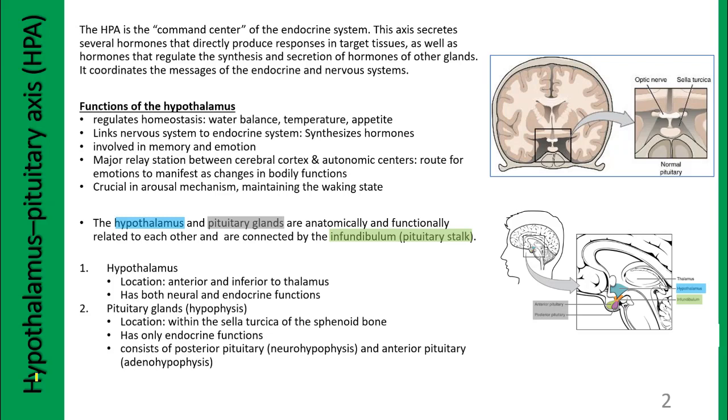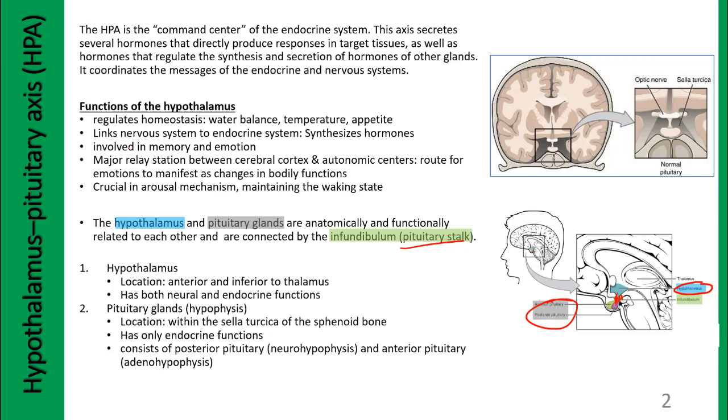When we talk about the hypothalamus-pituitary axis, what we can see is that these glands are connected anatomically and functionally. We're going to look at the functional connections in the next few slides. But what you can see here is the hypothalamus right here, and then the pituitary glands over here, and the connection between the hypothalamus and the pituitary is by way of this pituitary stalk, or the infundibulum.